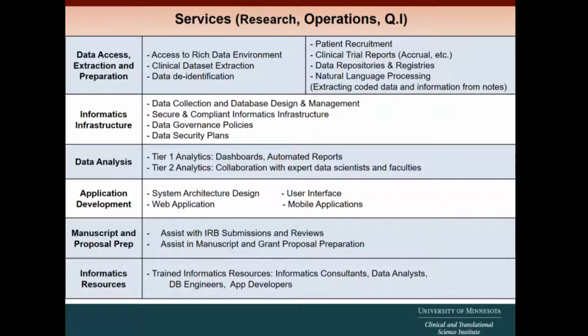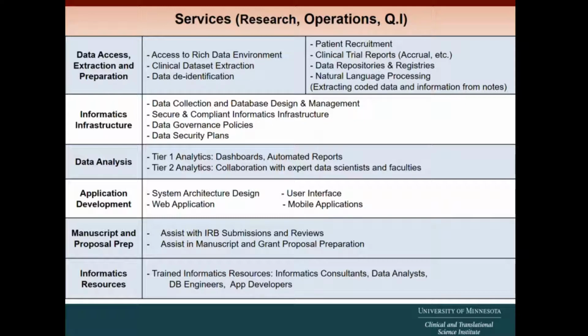Then informatics infrastructure. We have collaborators who want to bring data from outside entities to the university. We work with them and we bring the data in. One of them will be the 10,000 Families project. We have the infrastructure, and it's already PHI compliant. We have the tools, various technologies, to bring the data in, and that's already established and approved by all entities.